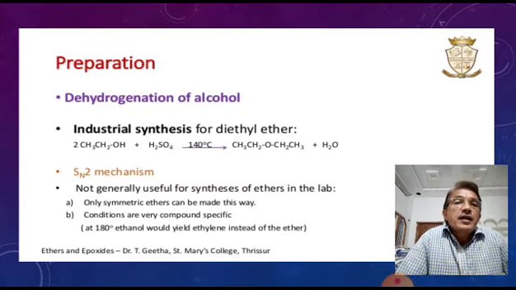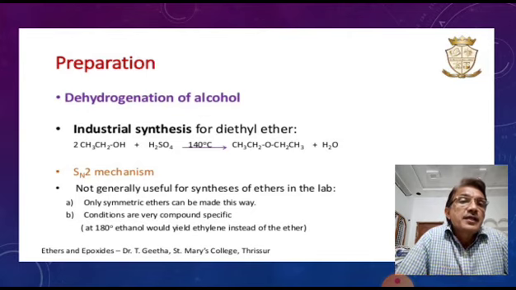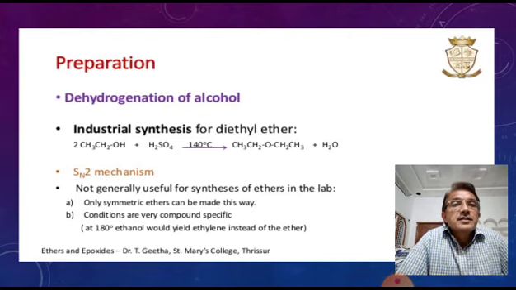Similarly, diethyl ether can be synthesized industrially by treating ethyl alcohol with sulfuric acid. When ethyl alcohol is heated with sulfuric acid at about 140 degrees centigrade, it gives diethyl ether. This is one of the methods to prepare diethyl ether. By the dehydration process of ethyl alcohol, diethyl ether can be obtained.